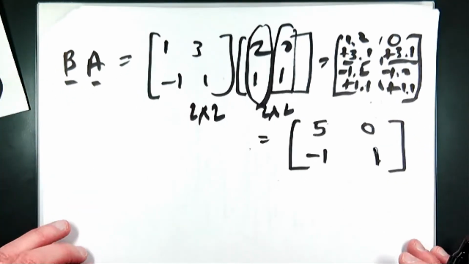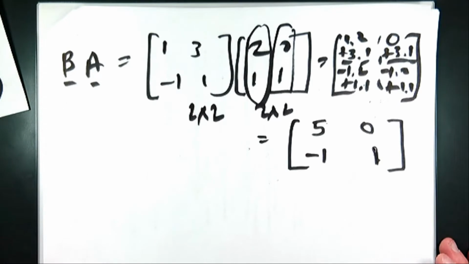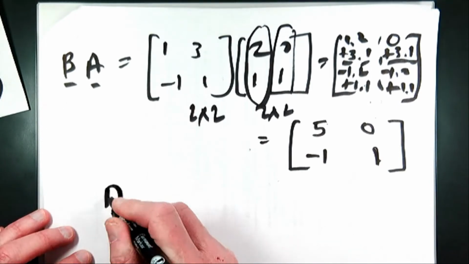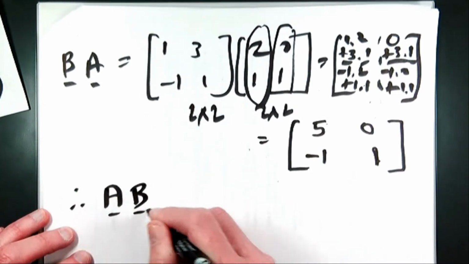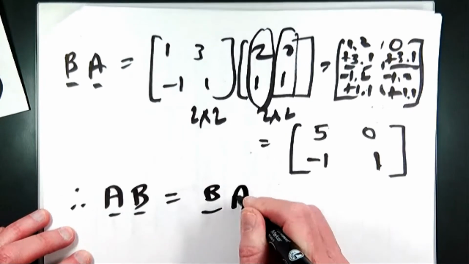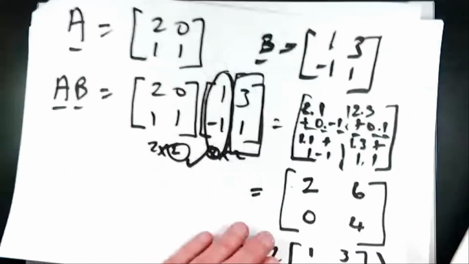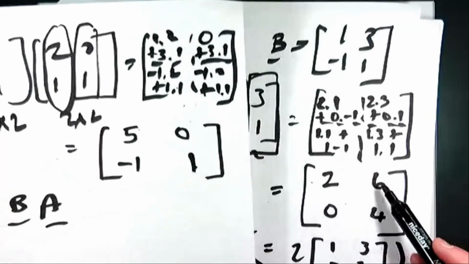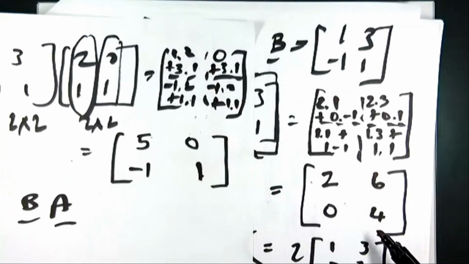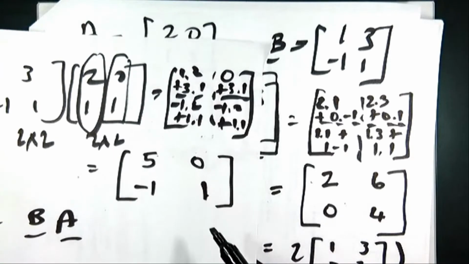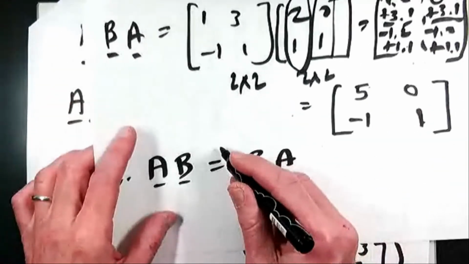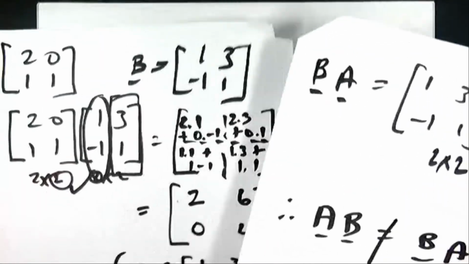Now, what you should notice here, folks, which is very important in matrix multiplication, is that AB is not equal to BA. So this is BA here. And if you recall the first one, you got AB, which was 2, 6, 0, 4, and you see there that they're just not the same. So that's very important: AB is not equal to BA.